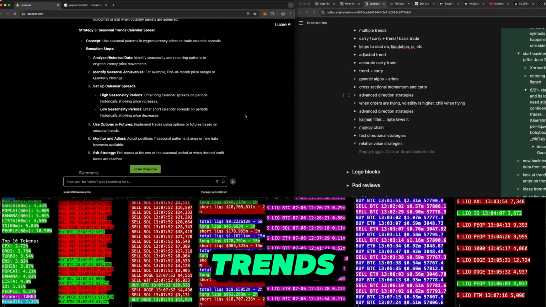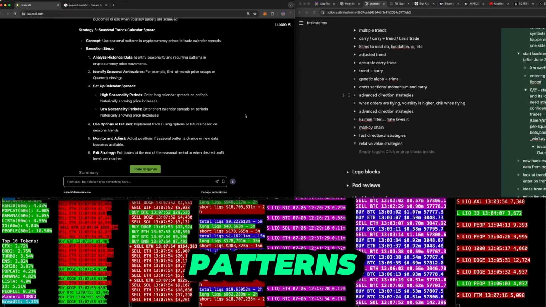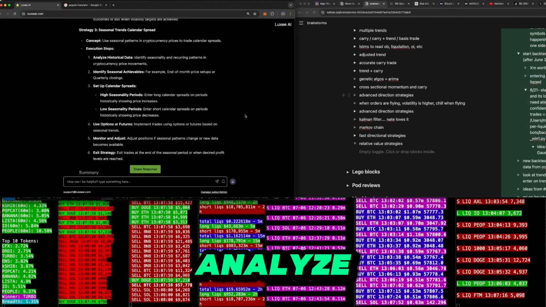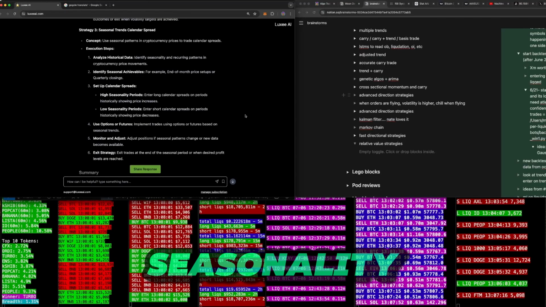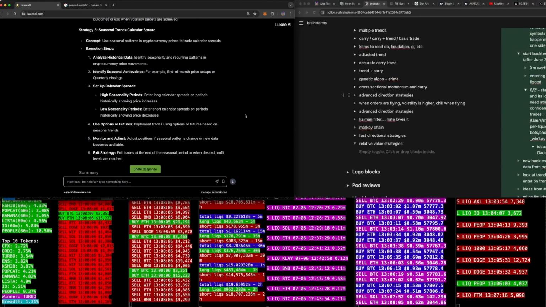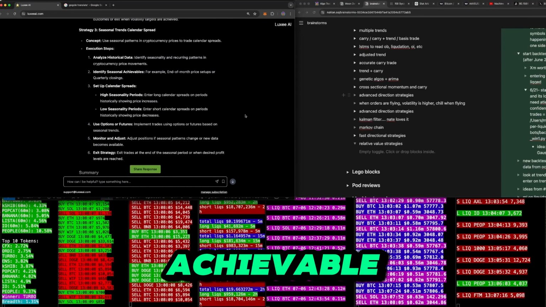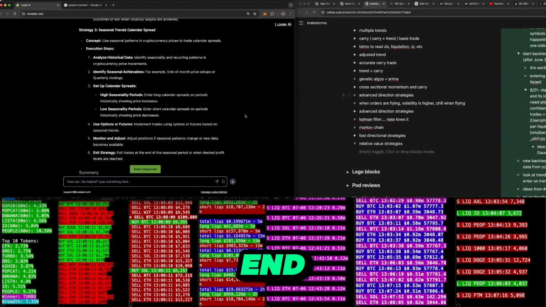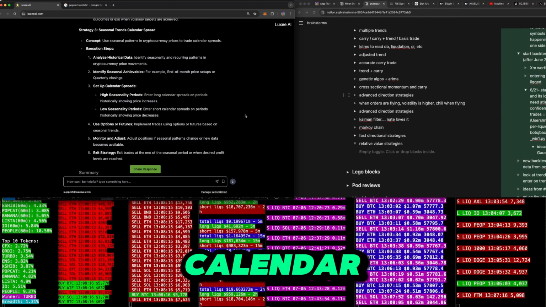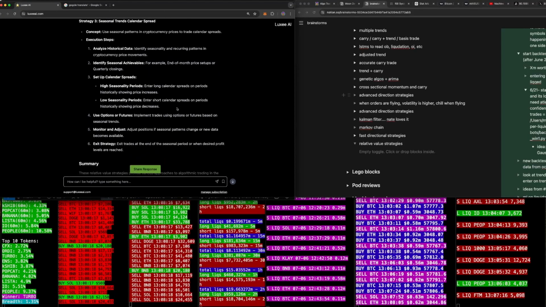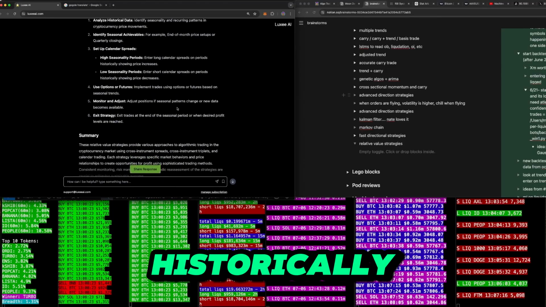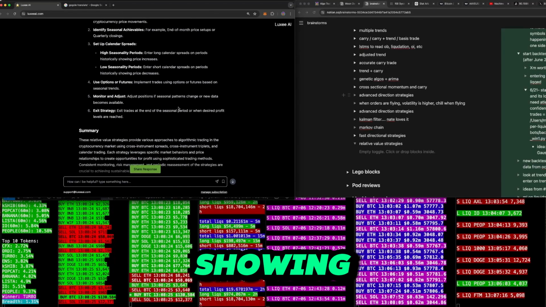Seasonal trends calendar spread. Use seasonal patterns in cryptocurrency prices to trade calendar spreads. Analyze historical data. Identify seasonality and recurring patterns in cryptocurrency prices. Identify seasonal factors, for example, end of month price setups or quarterly closings. Set up calendar spreads in high seasonality periods. Enter long calendar spreads on periods historically showing price changes.